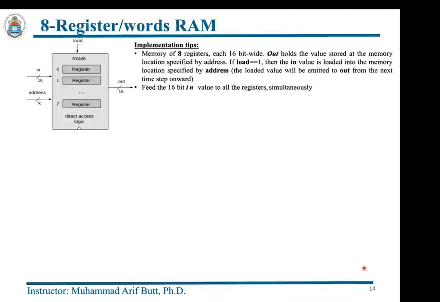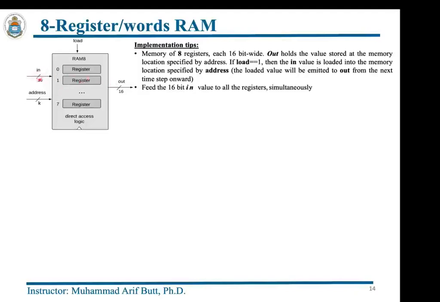Okay, so let's design the RAM 8 chip. Well, dear students, the RAM 8 chip will have memory of 8 registers. So here we will be having 8 registers. Each register will be of 16 bits. The out over here holds the value stored at the memory location specified by this address. And in case load is 1, then the 16-bit in value is loaded inside the memory location specified by the address. And this loaded value will be emitted out from the next time step onward.